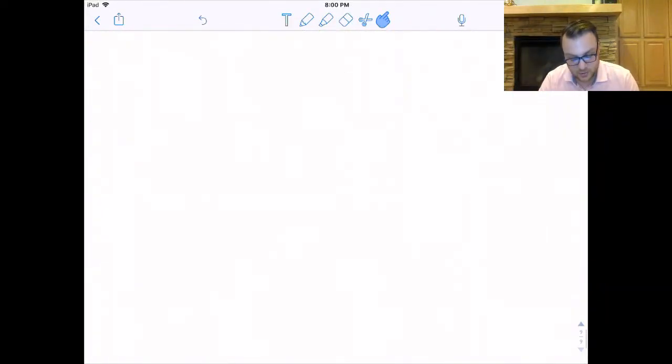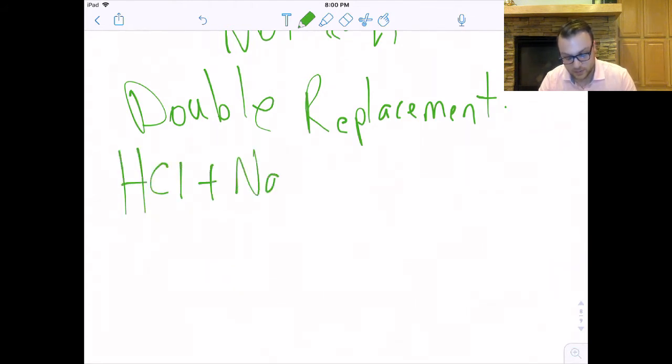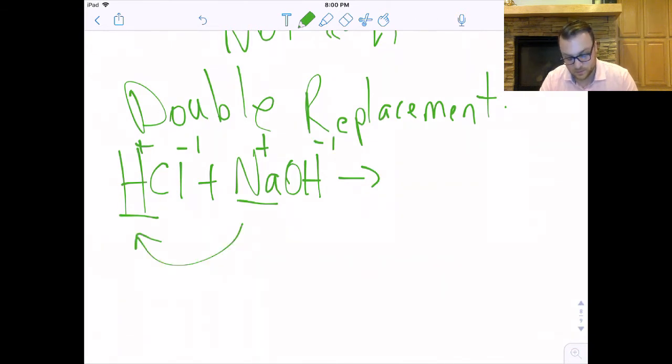So double replacement involves 2 compounds. Technically, acid-base neutralization is a type of double replacement. So when you react 2 compounds, like these acids and bases, the 2 positively charged species or atoms will switch with each other. We'll get NaCl and HOH. So this is acid-base neutralization. So you form salt and water.